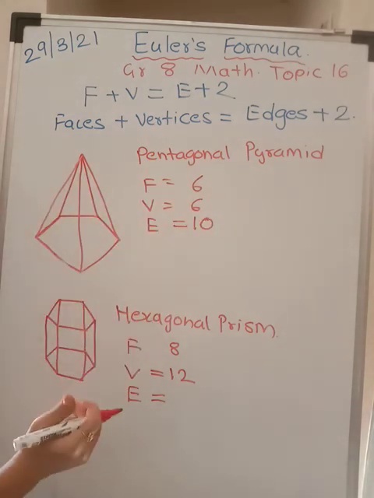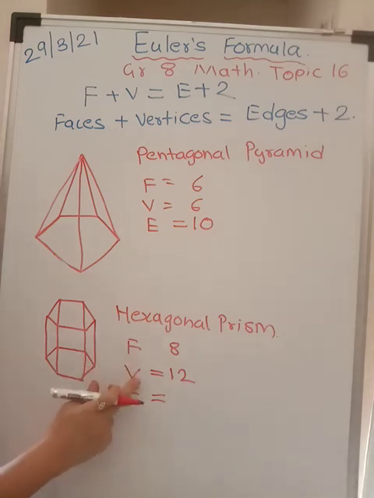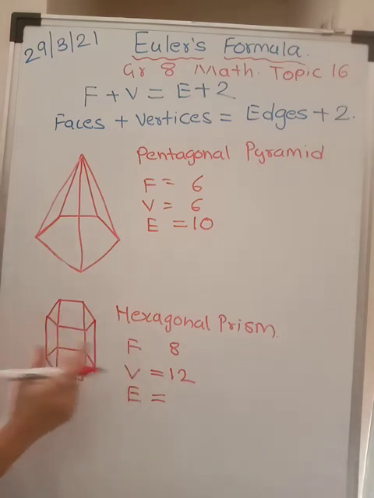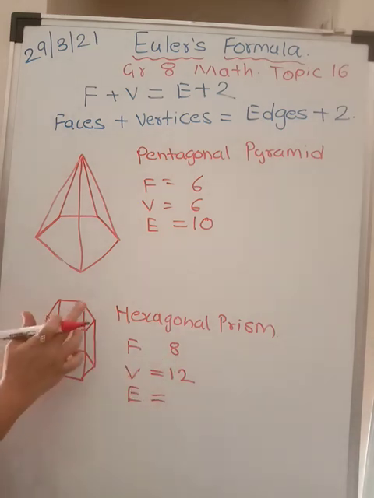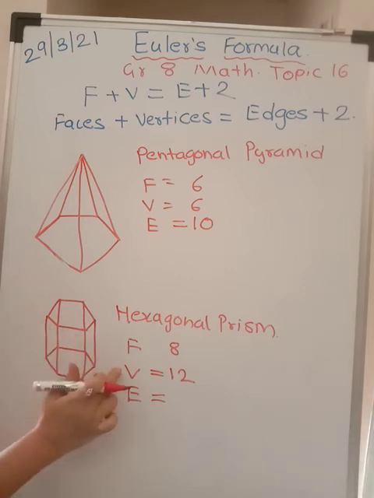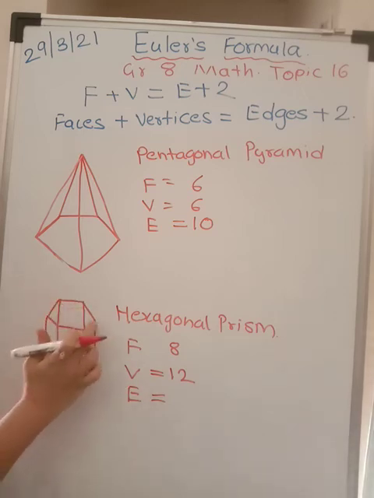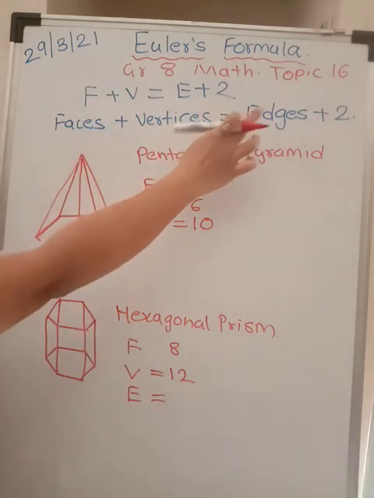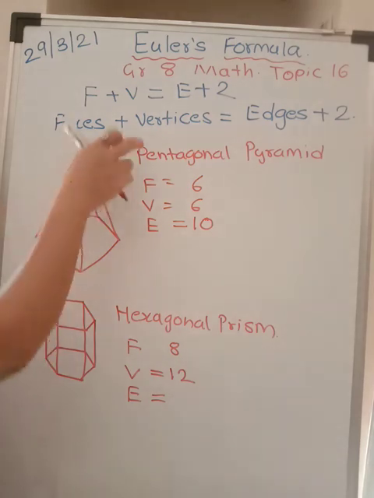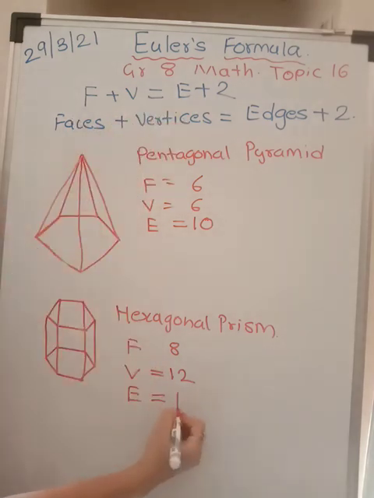Now coming to the hexagonal prism, they have already given faces and vertices. There are 8 faces. Hexagon means 6 faces, plus top and bottom, 2. 6 plus 2 is 8. Here you can see the vertices: 1, 2, 3, 4, 5, 6, 7, 8, 9, 10, 11, 12. So 12 plus 8 is 20. This 20 will be equal to edges plus 2. So edges should be 20 minus 2, which is equal to 18.